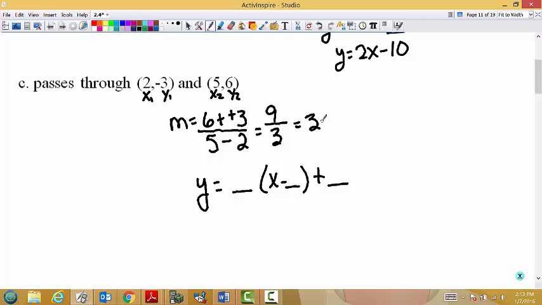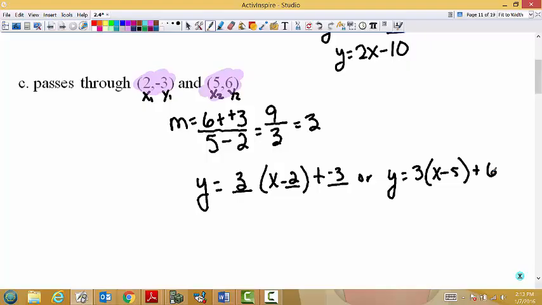And I fill my slope in, and I pick one of my 2 points. It absolutely does not matter which point you pick. You could pick this one, you could pick this one. It doesn't matter. The only thing you can't do is pick a 2 and a 6. You have to pick either 2 and -3 or 5 and 6. So it's either 2 and -3, or you could have done x minus 5 plus 6.